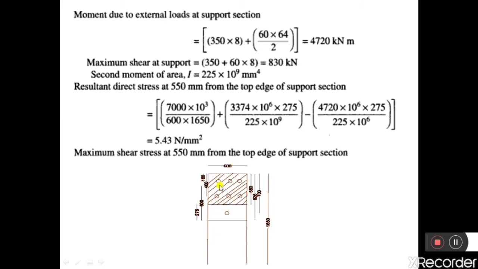the depth 550 mm as a shaded portion. So let this shaded portion be 550 mm, where we need to calculate the principal stress.